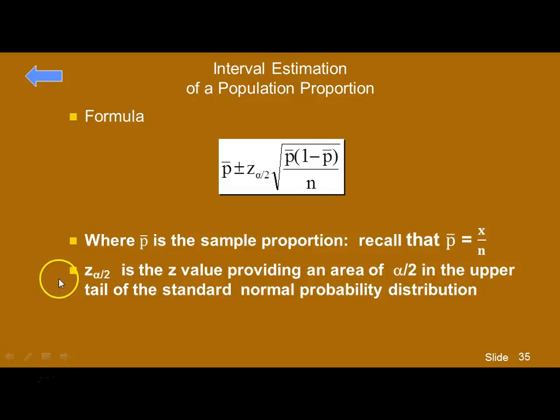As usual, z alpha over 2 is the z-value providing an area of alpha over 2 in the upper tail of the standard normal distribution. And we're going to be going plus or minus that distance, so alpha over 2 will be in both ends of the distribution.